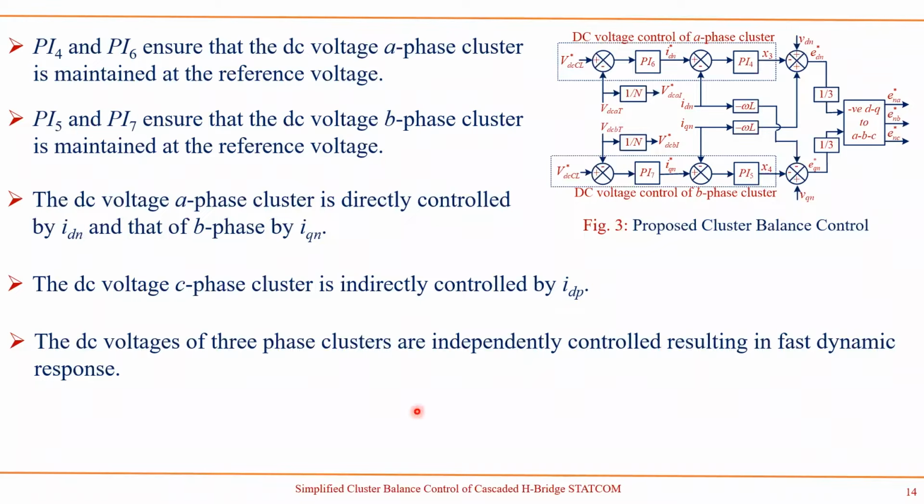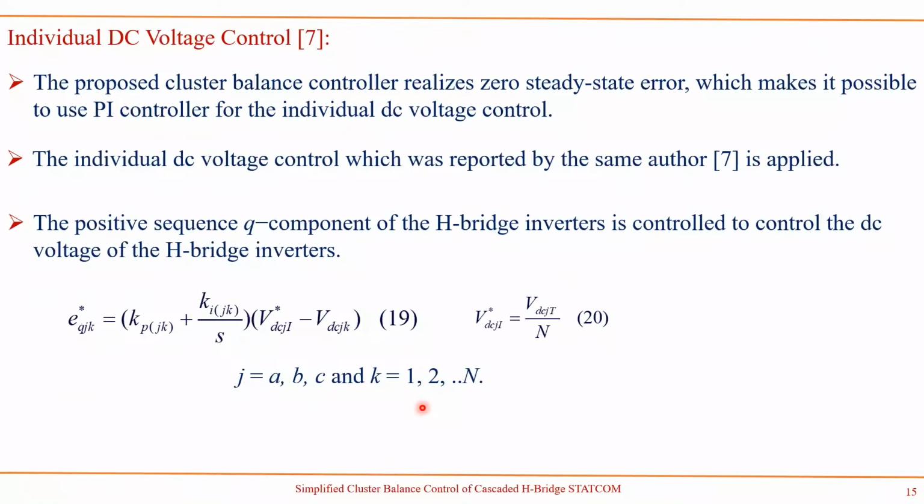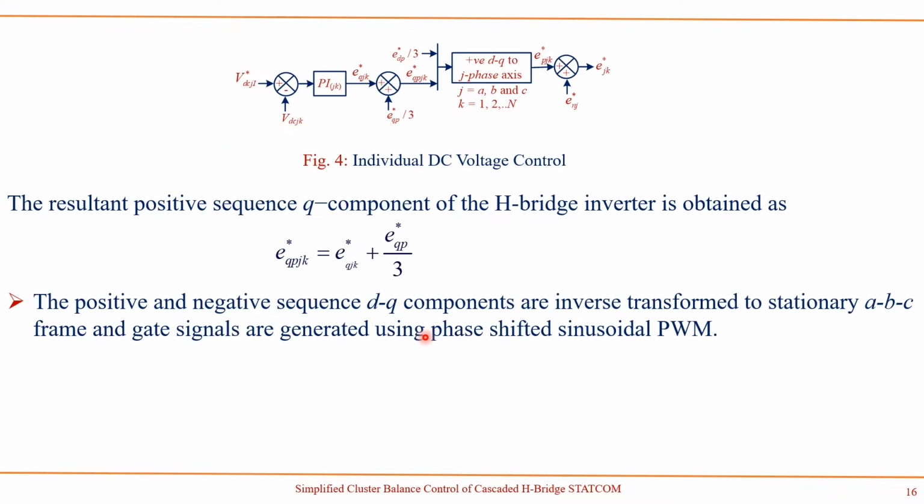The DC voltages of three-phase clusters are independently controlled, resulting in a fast dynamic response. The proposed cluster balance controller realizes zero steady-state error in the DC voltages of three-phase clusters. This makes it possible to use PI controller for the individual DC voltage control. The individual DC voltage control, which was already reported by the same author, is applied in this work. The positive sequence Q components of the H-bridge inverters is controlled to control the DC voltage of H-bridge inverters as given in equation 19. The individual DC voltage control is shown in figure 4.